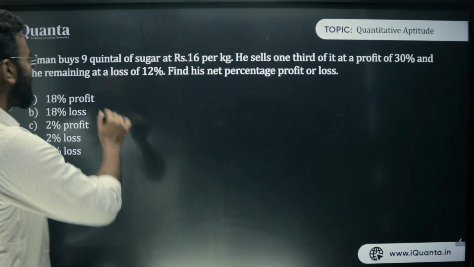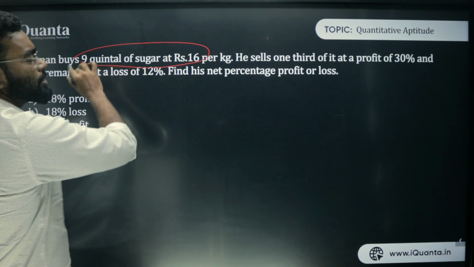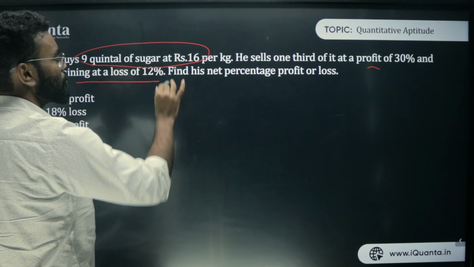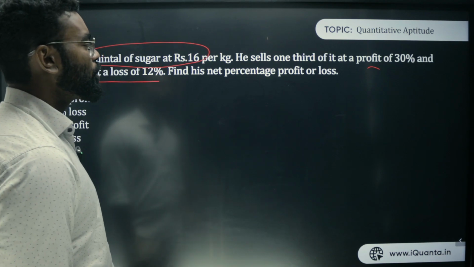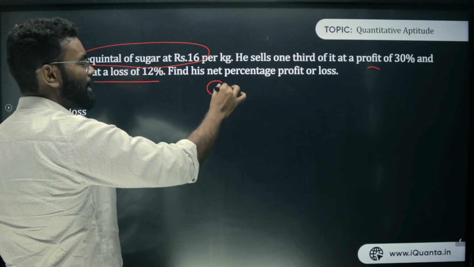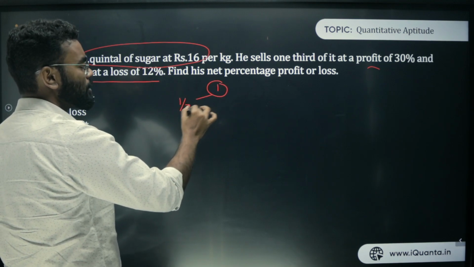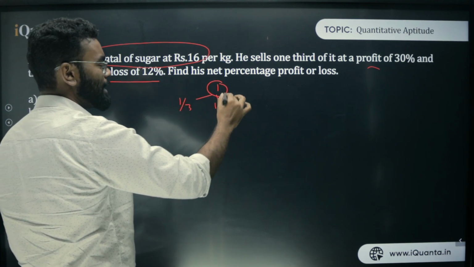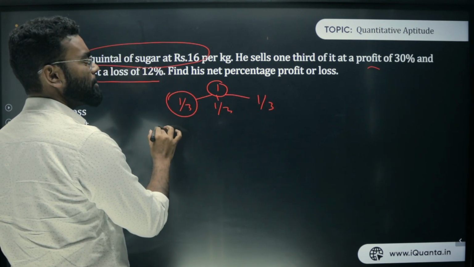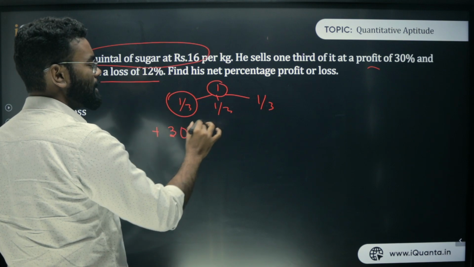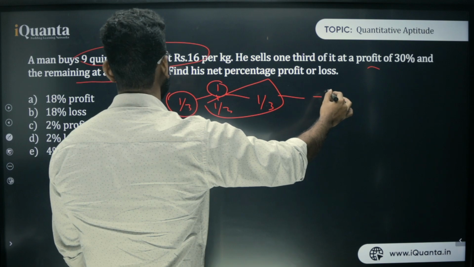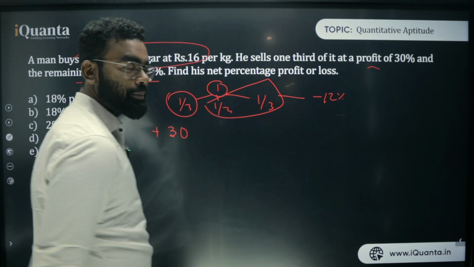This is the question: a man buys 9 quintal of sugar at rupees 16 per kg. He sells 1/3 at a profit of 30% and the remaining at a loss of 12%. So what is your overall net percentage profit? So think about it. If I divide the entire thing into 3 parts, 1/3, 1/3 and again 1/3, the first 1/3 he sold at 30% profit. Clear? Now these 2/3 he basically sold at how much? At 12% loss. Am I clear?